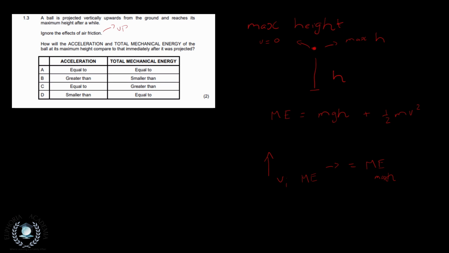All right, now the acceleration, is it going to be equal to or smaller than? All right, so the acceleration acting on this thing is just the acceleration of gravity, which is 9.8. At initial, so initially when it's launched. It's different after it has left the launch pad or whatever device. And at this max h, we also have this same acceleration. So the answer to this question is A.